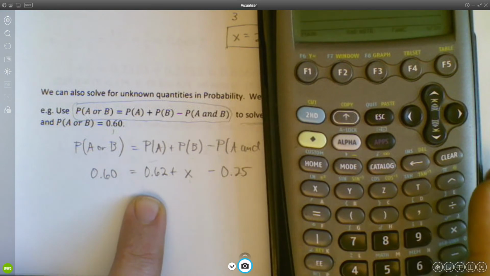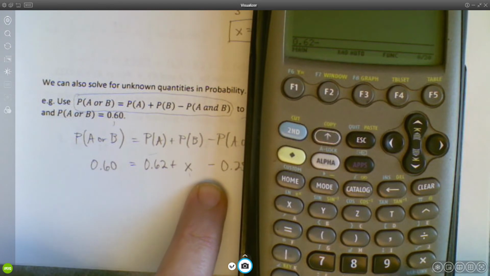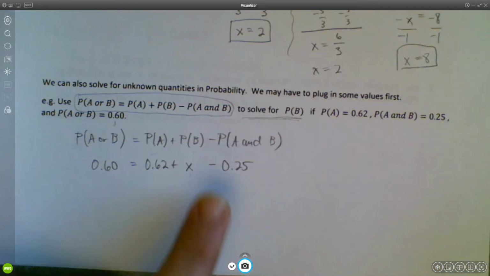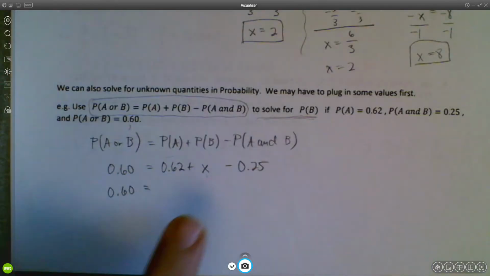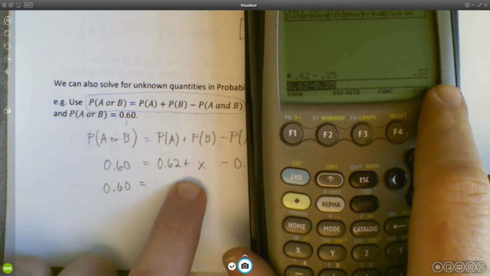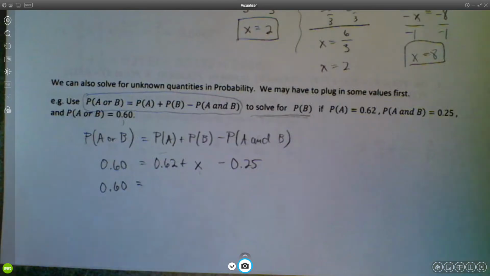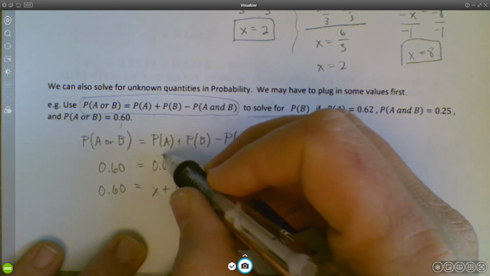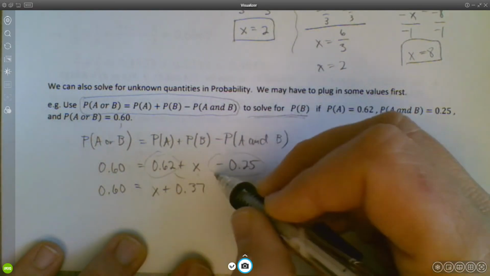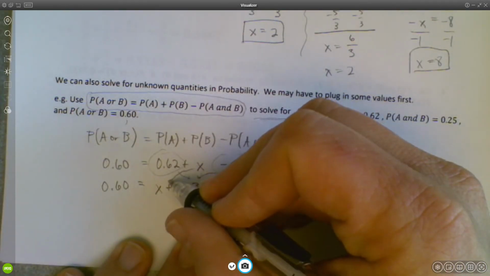I'm just going to use my calculator here and say a positive 0.62 minus 0.25 equals 0.37. So I'm going to write down this whole thing again, 0.60 equals, and now it doesn't matter if you write 0.37 plus x or x plus 0.37. It's the same thing. However you want to write it, I'm going to write this as x plus 0.37 because I combined these two things to get the 0.37. And the x just kind of comes along for the ride there.